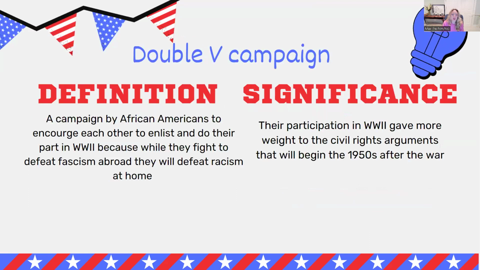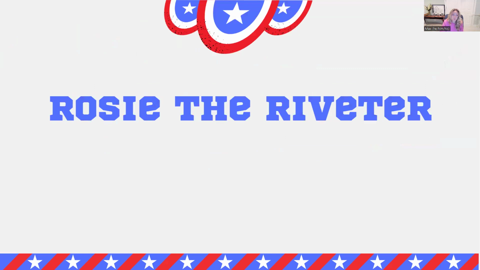Double V campaign. A campaign by African Americans to encourage each other to enlist and do their part in World War II, because while they fight to defeat fascism abroad, they can defeat racism at home by doing their part and proving they have a part in society. So their participation in World War II gave more weight to the civil rights arguments that will begin in the 1950s after the war ends for us in 1945.